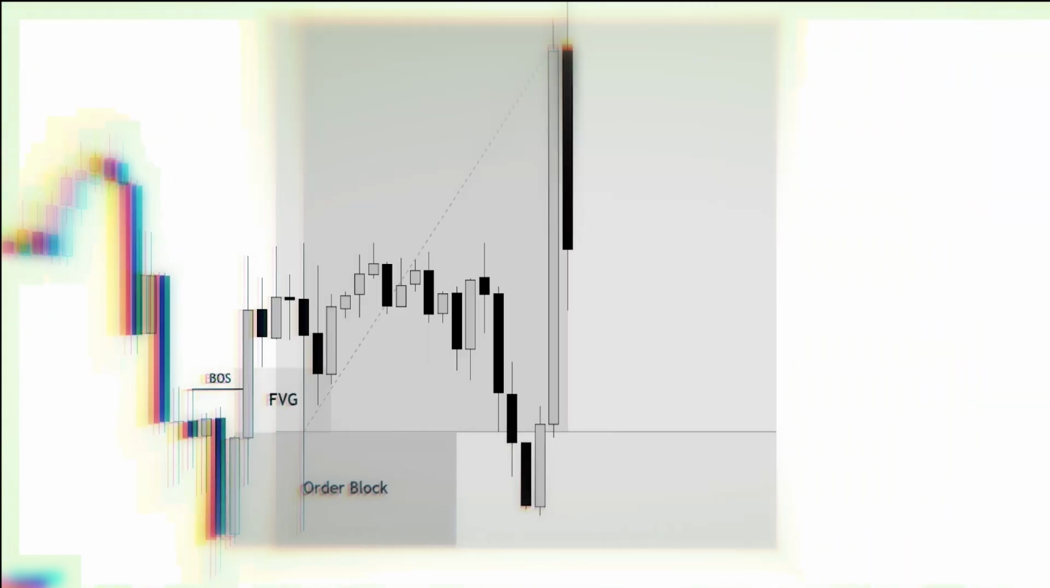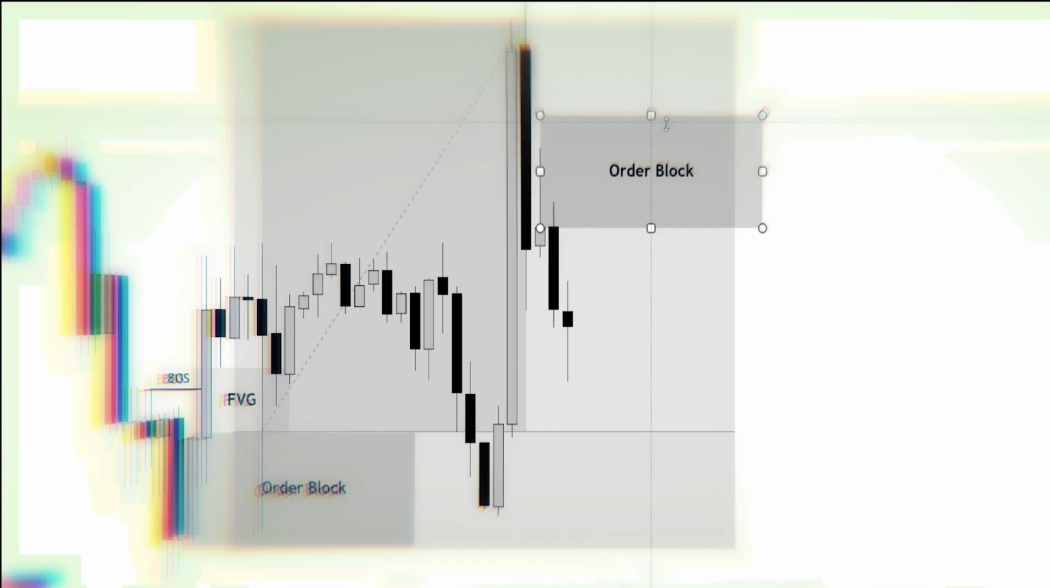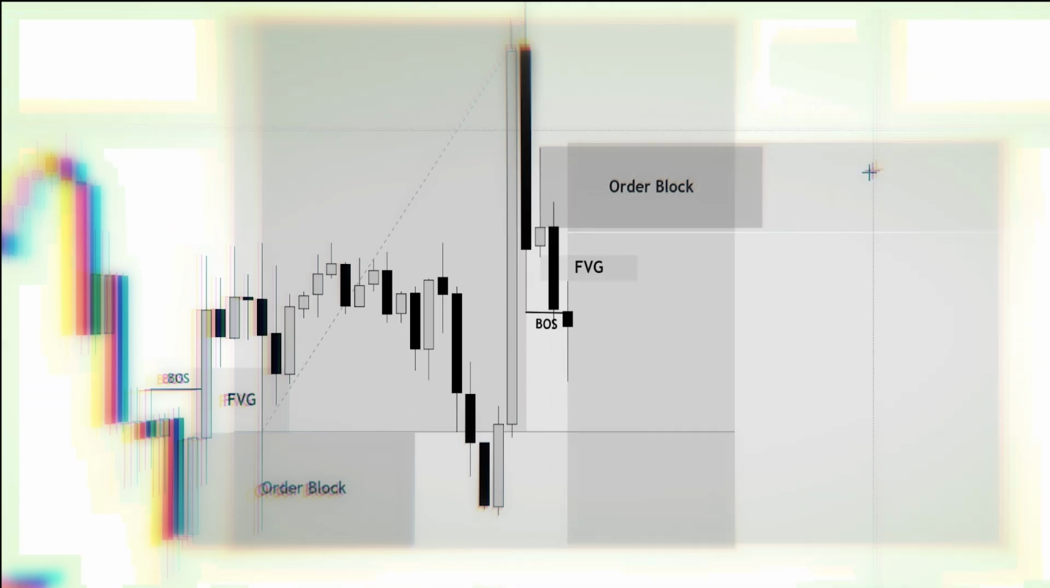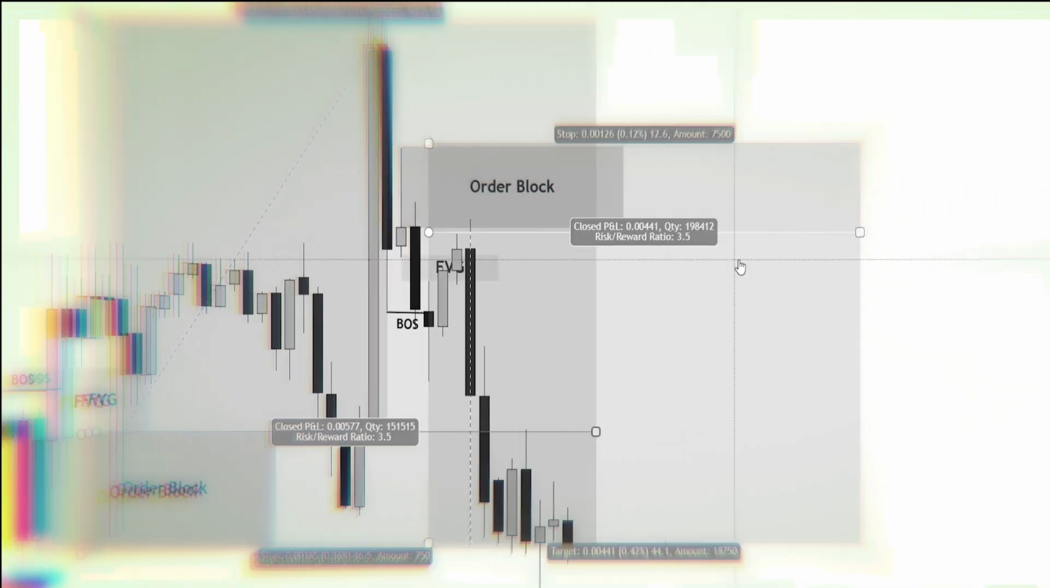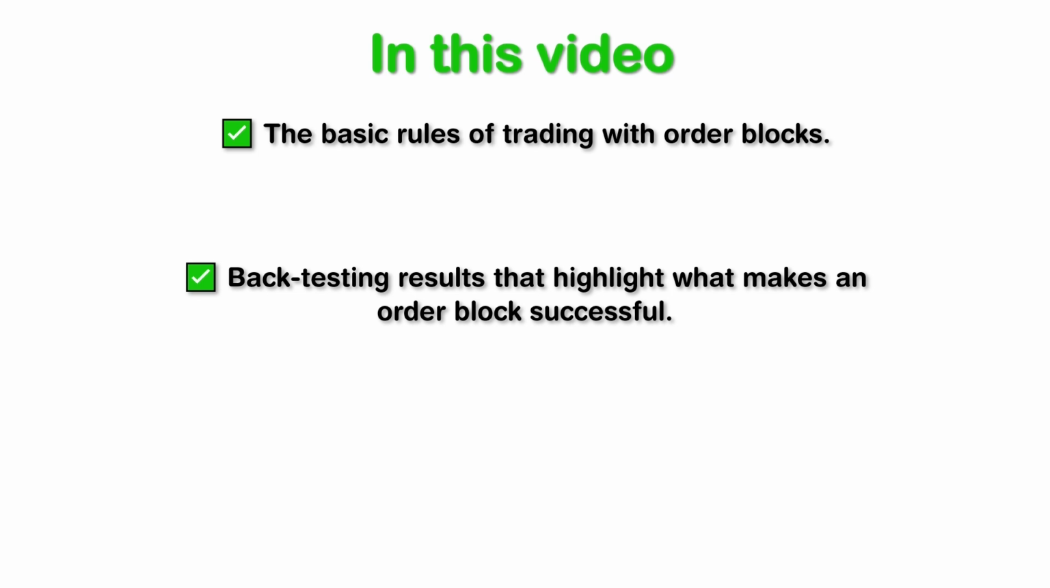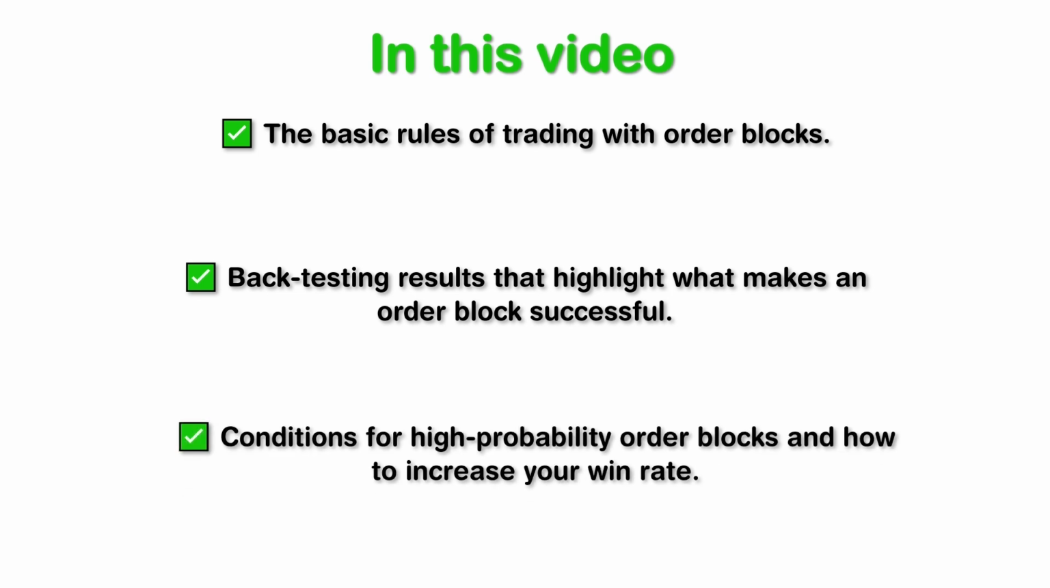Through extensive testing, we analyzed several rules to determine which ones effectively improve the win rate of order blocks. The results confirmed a crucial insight. Order blocks only work under specific conditions, when certain repetitive market patterns occur. In this video, we will cover the basic rules of trading with order blocks, backtesting results that highlight what makes an order block successful, conditions for high-probability order blocks, and how to increase your win rate.